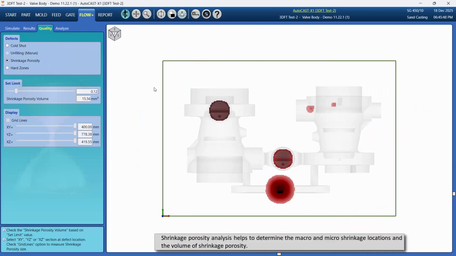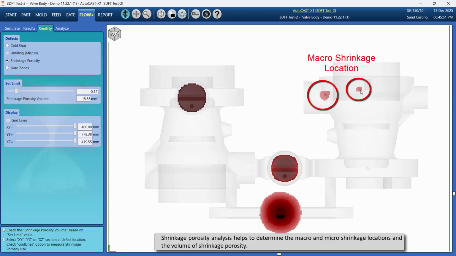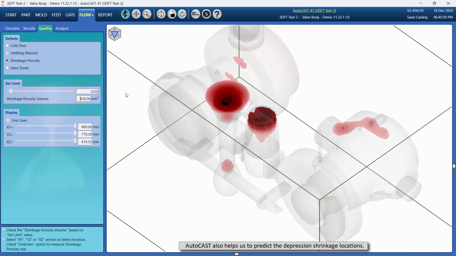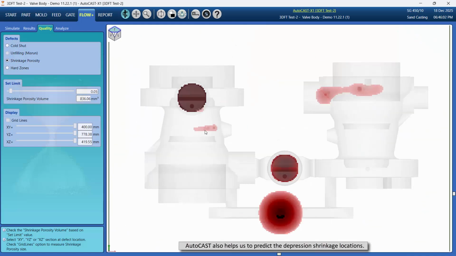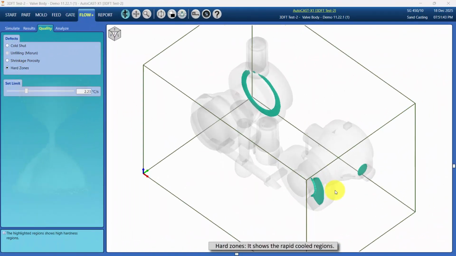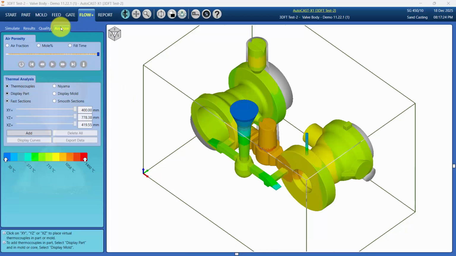Shrinkage porosity analysis helps to determine the macro and micro shrinkage locations and the volume of shrinkage porosity. AutoCAST also helps us to predict the depression shrinkage locations. Hard zones, it shows the rapid cooled regions. It suggests an area where hard zones occur during the machining.